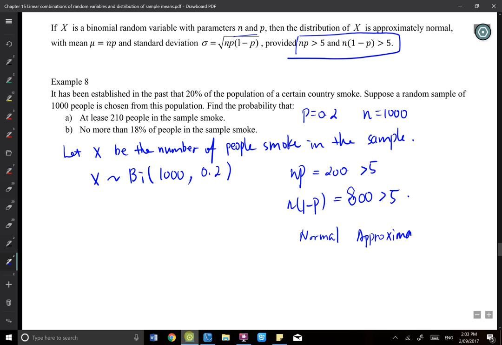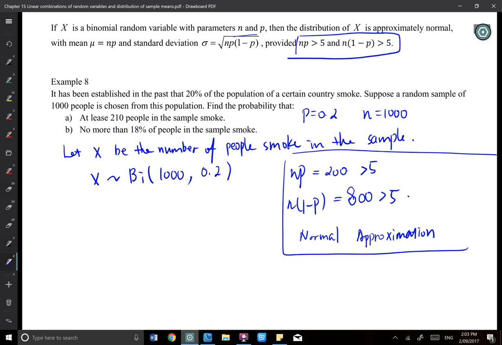It's only when the question asks you to use normal approximation that you use it. Otherwise, do not use it. You can just use binomial. You have your calculator, you can put in the lower bound and upper bound. Why bother using approximation? It actually makes the question harder when you have a calculator. So unless the question asks you to, please do not.